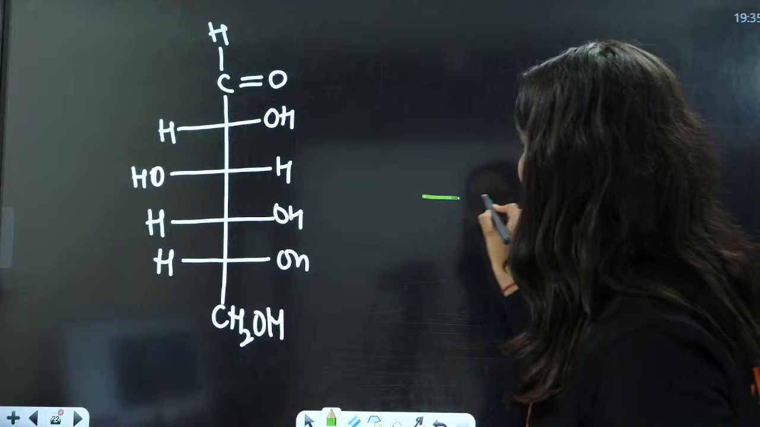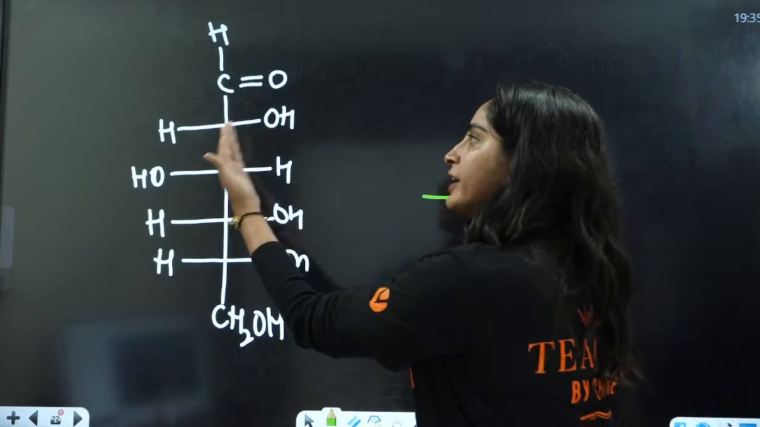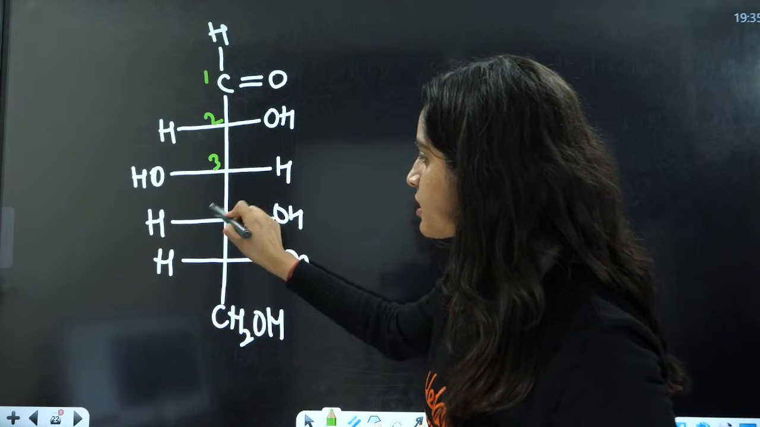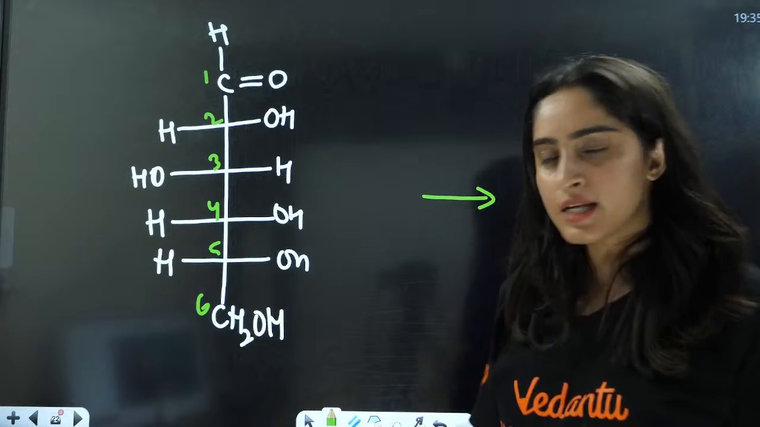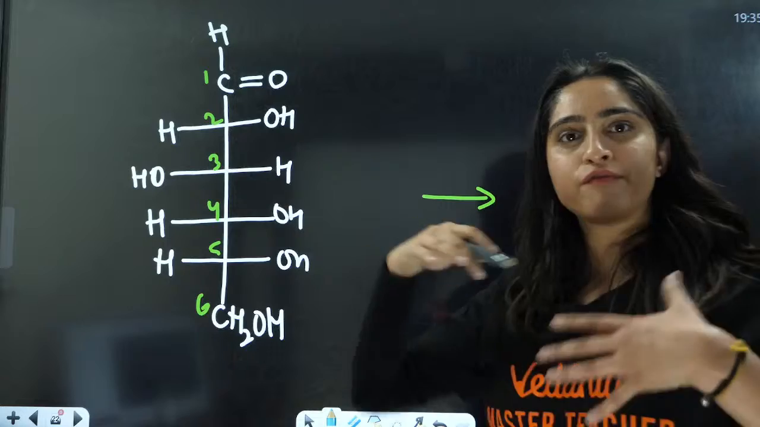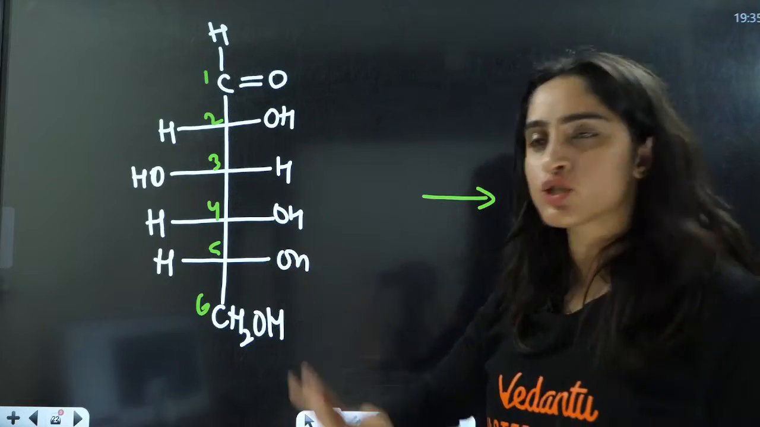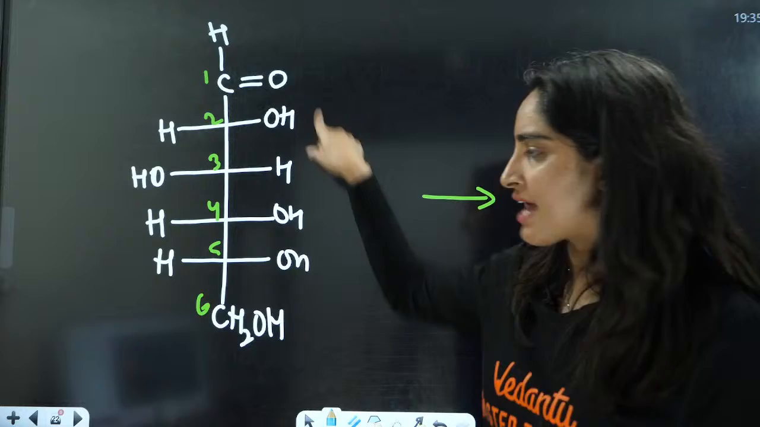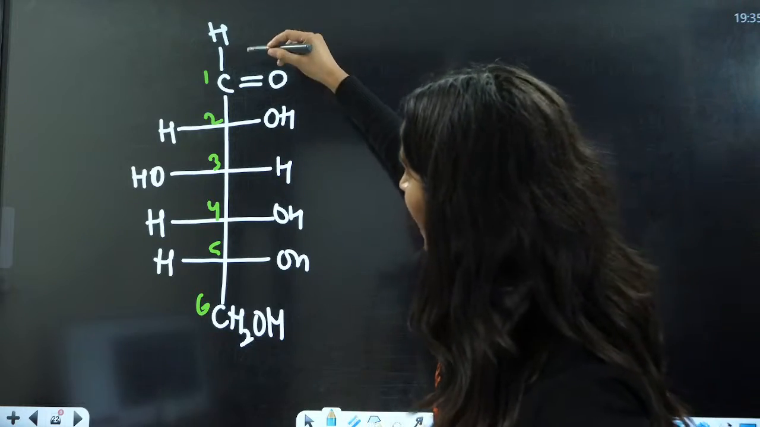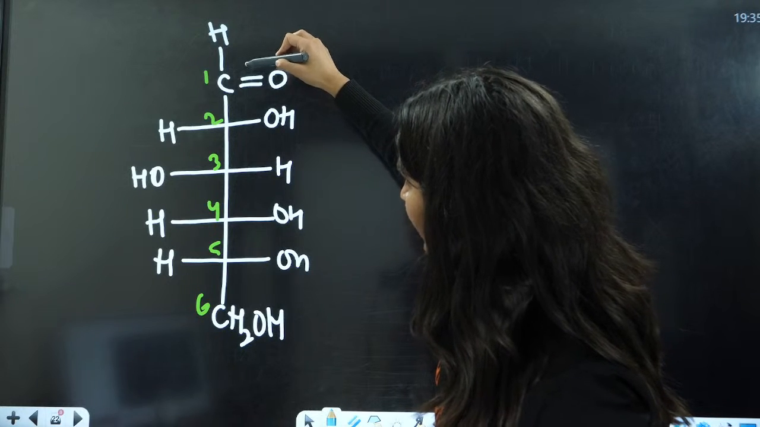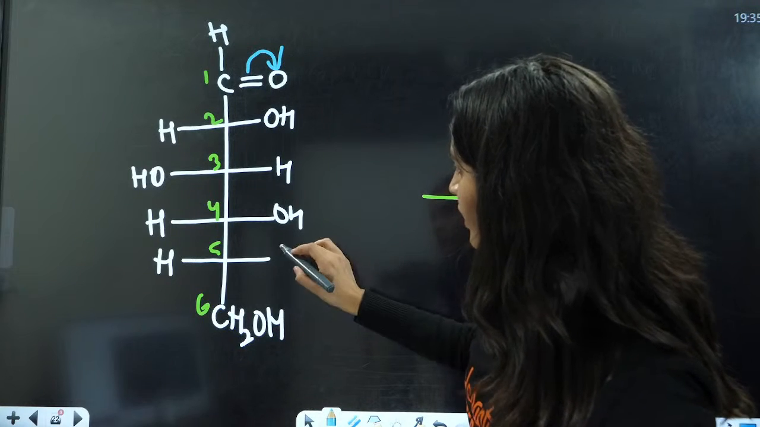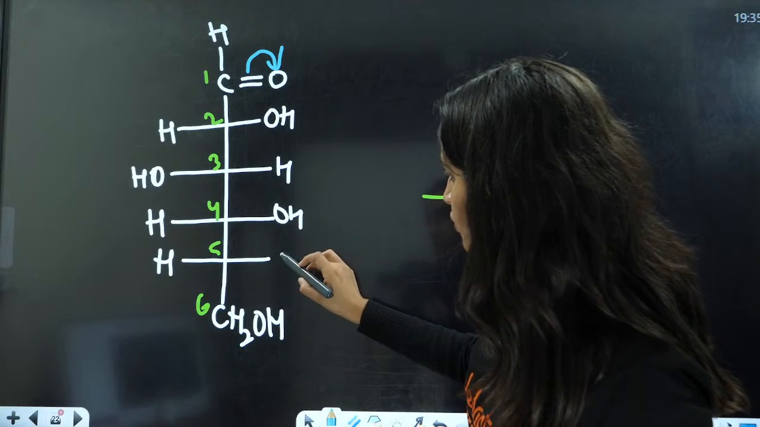You will have to draw the cyclic structure here, with the help of this glucose only. This is 1, 2, 3, 4, 5, 6. This is the aldehydic group and this is the OH group. These two are going to combine together. The electrons are going to shift here and form a bond here with this OH.